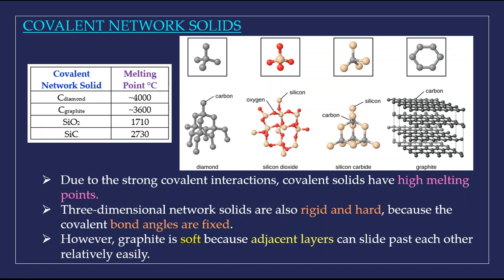It's what we have in our pencils. Why is it soft? Because those adjacent layers here can slide past each other. So that part lessens the hardness of the graphite. But it still has a pretty high melting point, way up there, very high melting points, very hard, rigid. You know that about the diamond, though. I'm sure you know that that's one of the hardest substances on the earth. So keep that in mind.